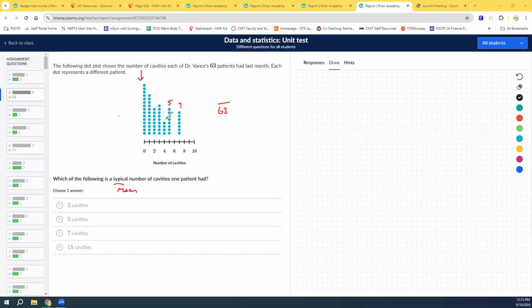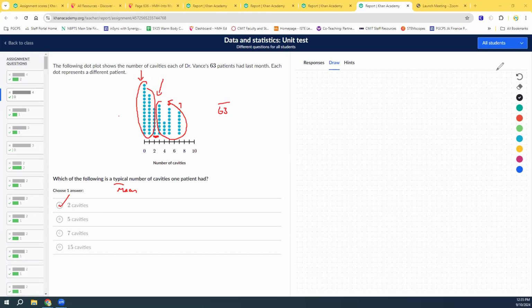But just looking at it with our eye, we can see we have a lot here, 0 and 1. And we have a lot here between 4 and 7. So the typical number is going to be in the middle. So I would say it's going to be one of these two, like the 2 or the 3. So doesn't give me 3, but I'm going to say 2.